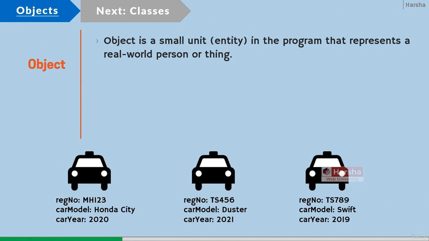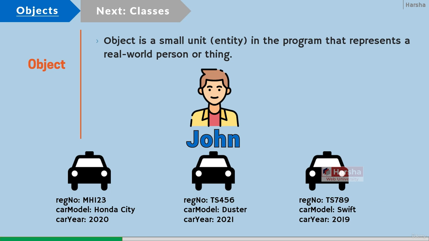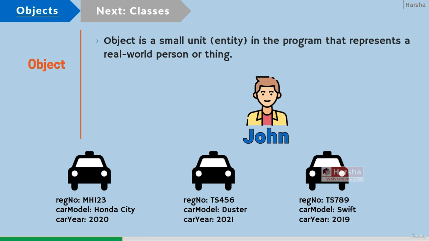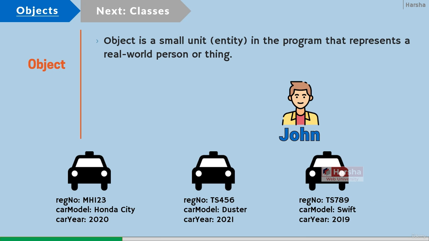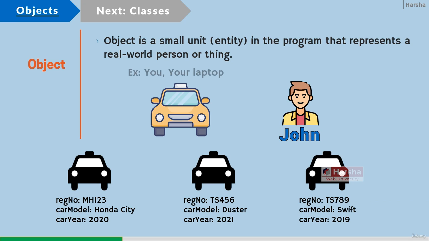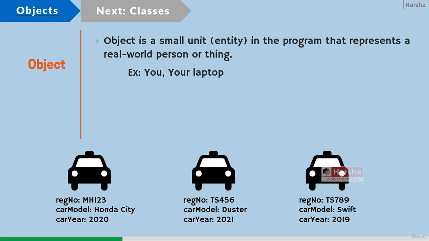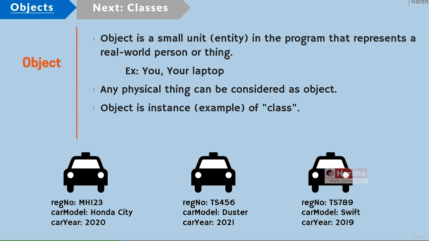Let us take a scenario. For example, John has taken an insurance policy for his car. So John is an object of customer class, his car is an example of car class, and his insurance policy is an object of insurance policy class. So every example of a class is called an object. So every physical thing is an object and its type is an example of class.